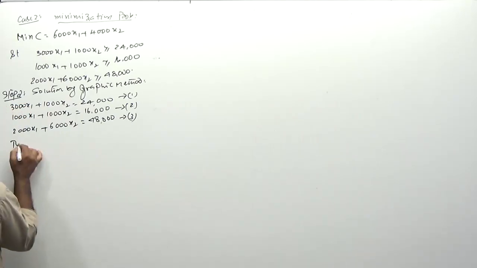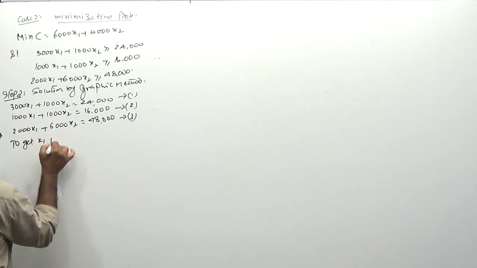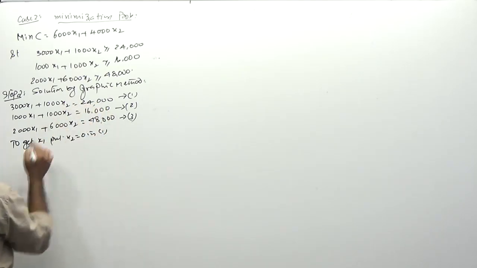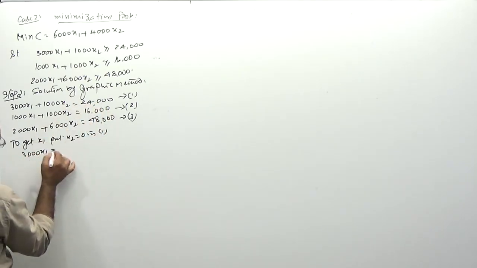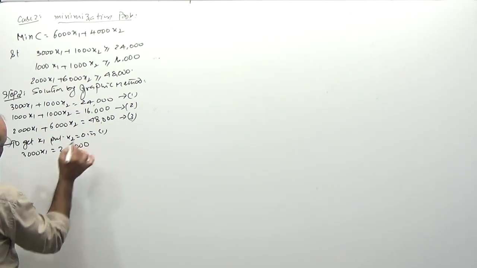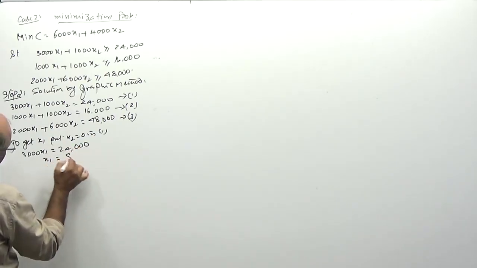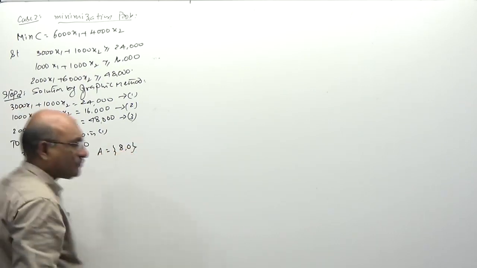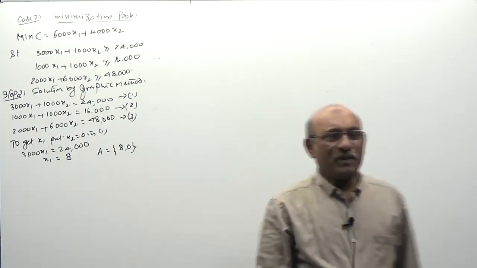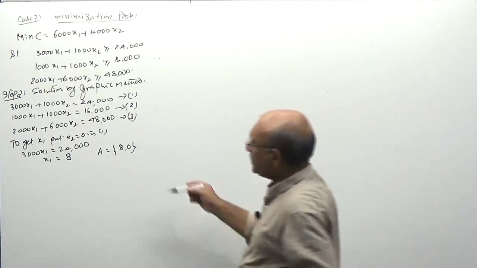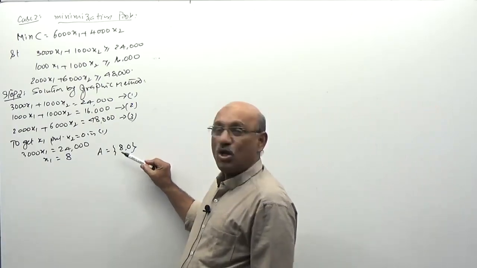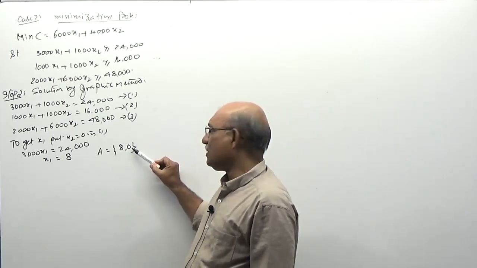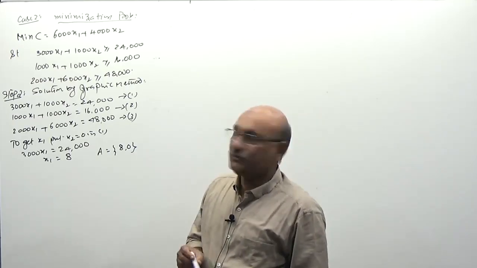So, to get x1, put x2 equal to 0 in 1. So 3000 into x1 is equal to 24,000. So x1 is equal to 8. So this is 8 comma 0. What is the interpretation of this 8 comma 0? Here you have a solution. You can run 8 days plant 1, 0 days plant 2.